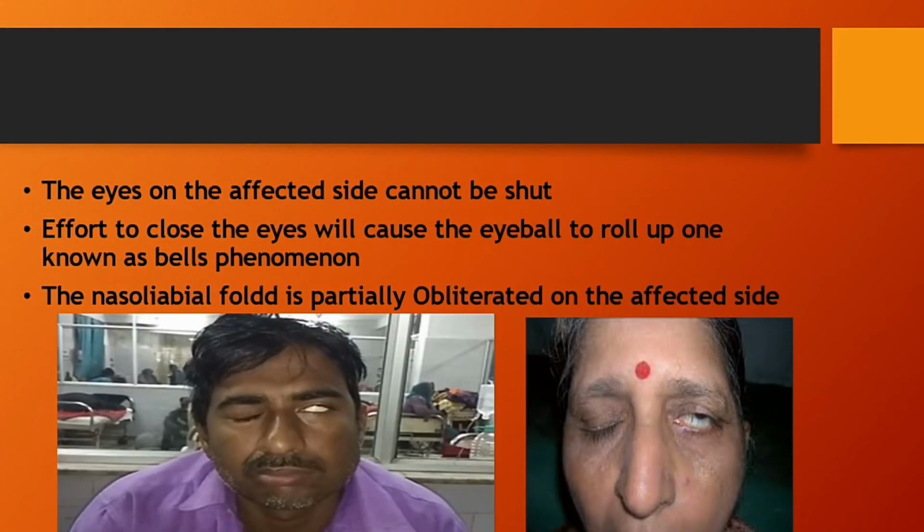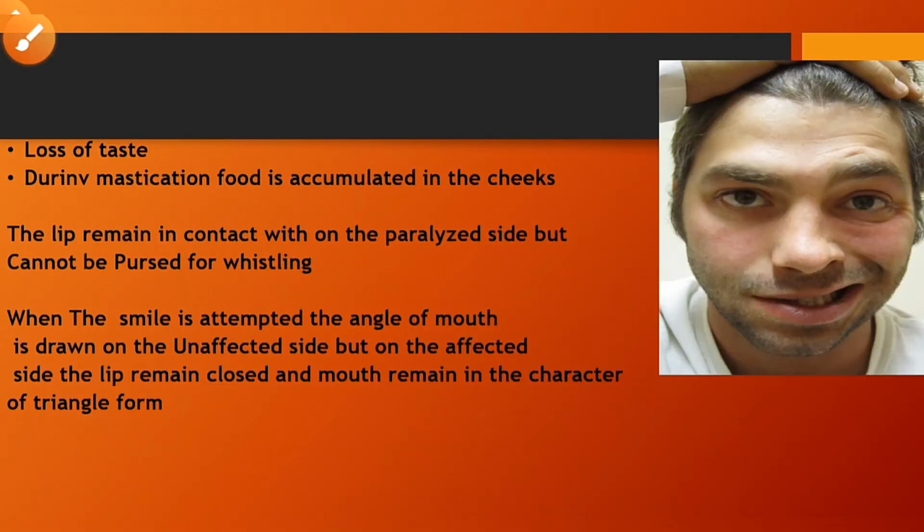Also, the nasolabial fold is partially obliterated on the affected side. So there is loss of taste and we cannot taste the food properly. Also during mastication, food accumulates in the cheeks, so we cannot chew properly, because of paralysis of the muscles of the face. Also the lips remain in contact on the paralyzed side and cannot be pursed for whistling. So the lips remain in contact with each other and cannot be moved, and also we cannot whistle.